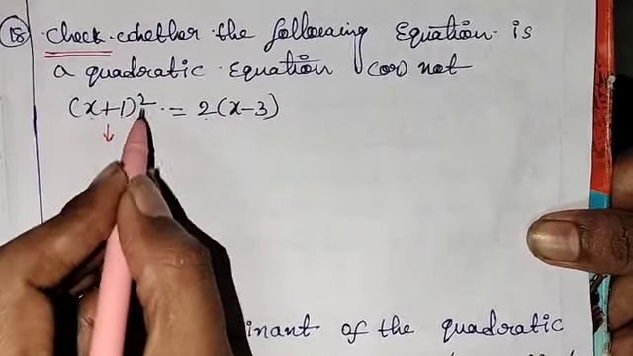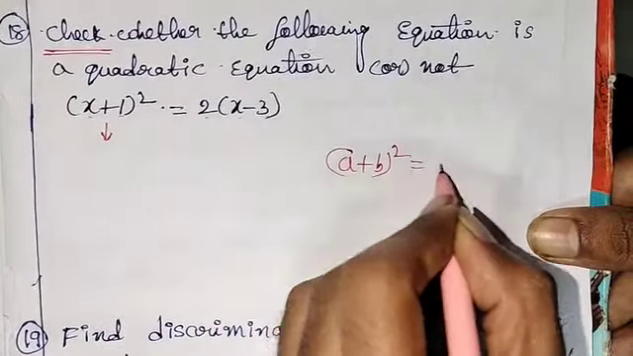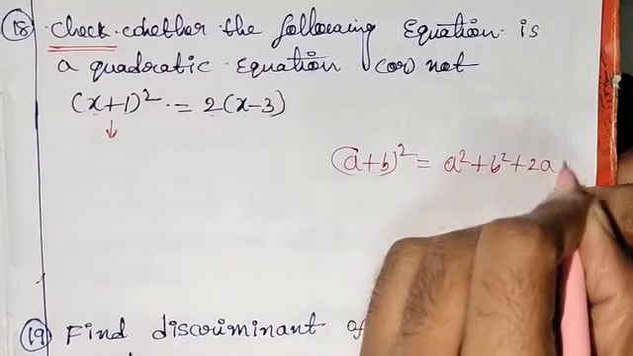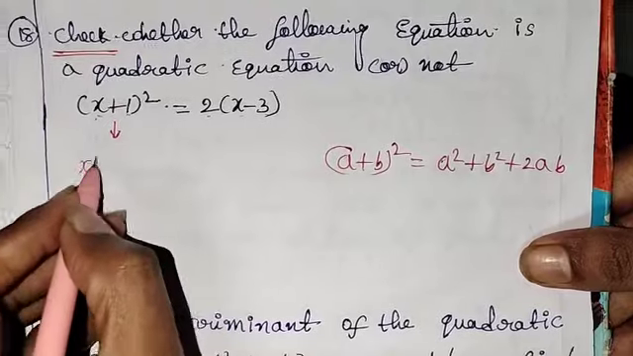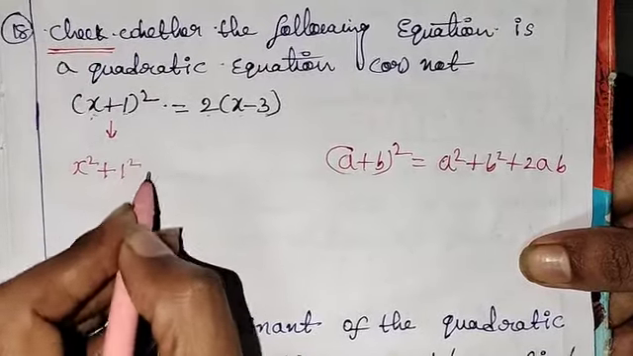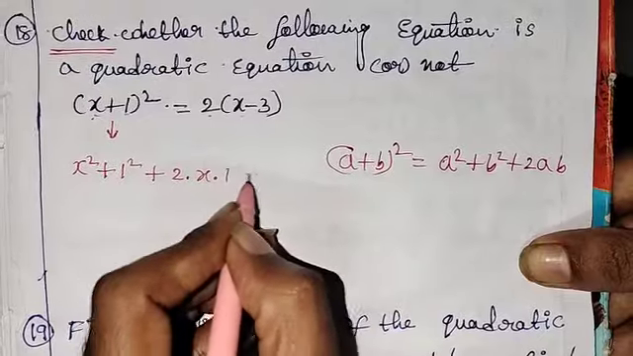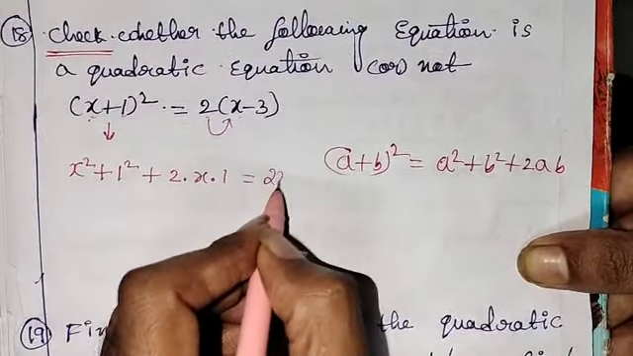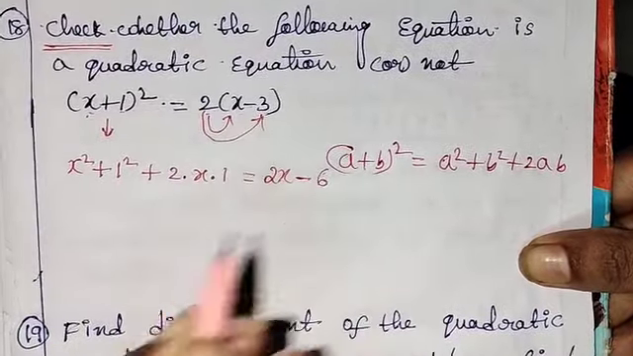This is like (a + b) whole square. So apply this identity, a square plus b square plus 2ab. Now apply the same identity here, a is equal to x, b is equal to 1. a square is x square, plus b square is 1 square, plus 2 into a into b, is equal to, now apply distributive property, 2 into x, 2x, minus 2 into 3, 6.